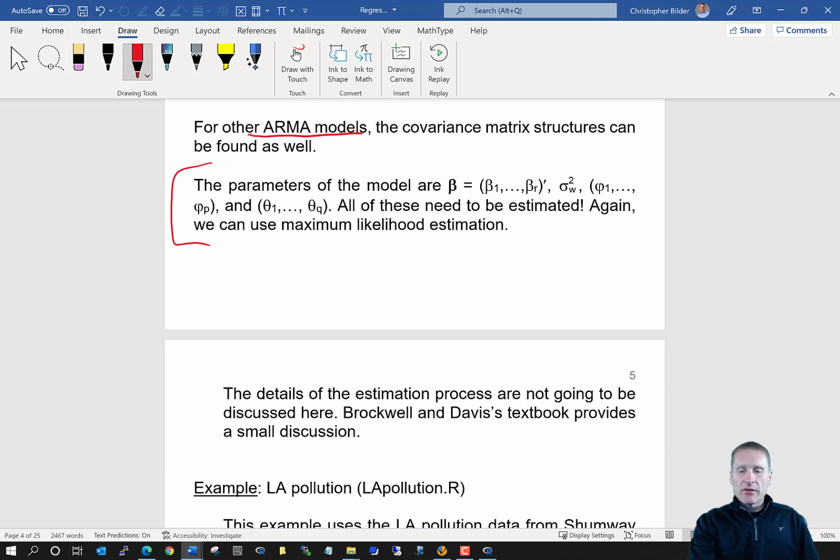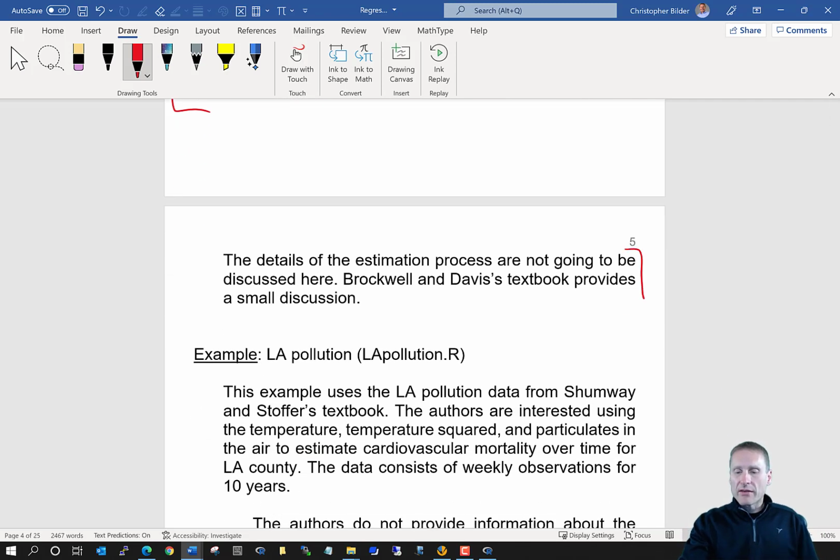Now, how do we do the estimation? Well, simply maximum likelihood estimation. Again, you have betas to worry about, sigma squared w, you have phis to worry about, and also thetas to worry about as well. If you're interested in learning more about the details, here's one particular reference. Also, very often towards the end of books that are used for a full course on regression analysis, you typically will have a section on regression models with non-independent error terms, and that would also talk about how to go through the nitty-gritty details of estimation.